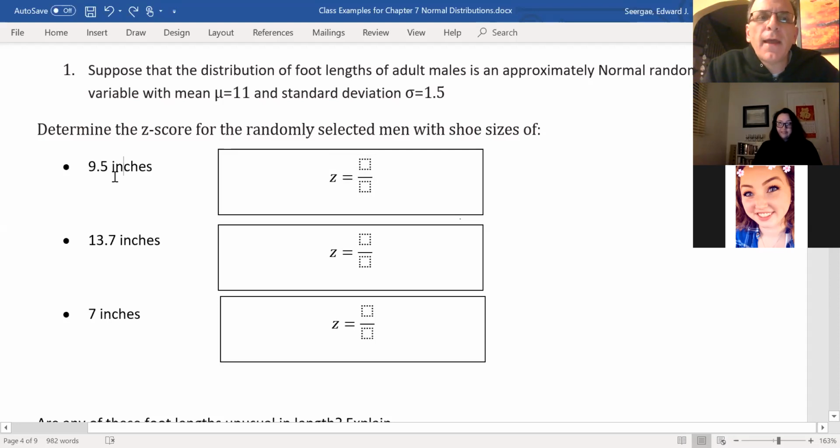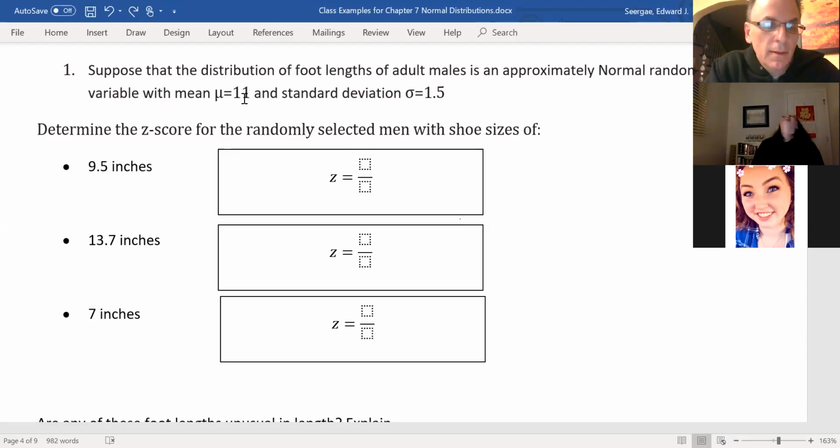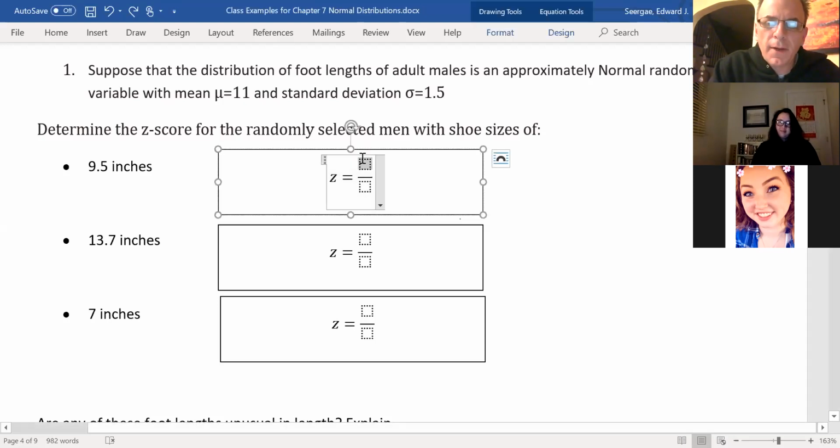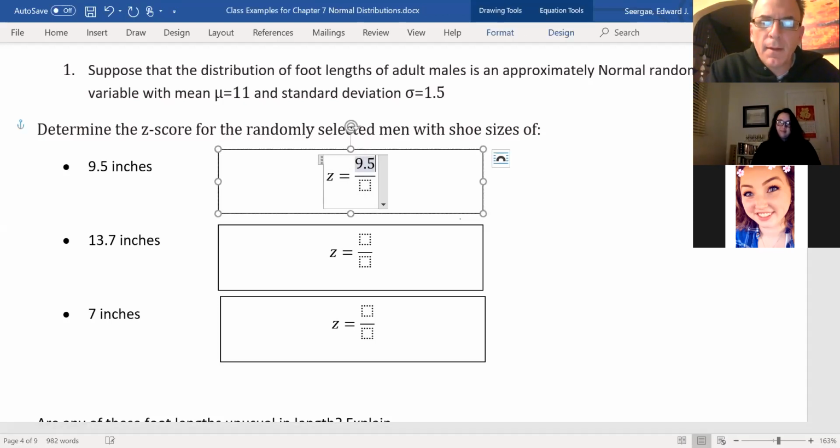Well, if they have a score of 9.5, notice that is below the mean. So are we going to have a positive z-score or a negative z-score? I'm hearing everybody out there say negative. Good, that's awesome. So simply what we're going to do is take 9.5 minus 11, and that gives you negative 1.5, and we're going to divide that by 1.5 as well. And we can find out that our value is exactly negative 1.